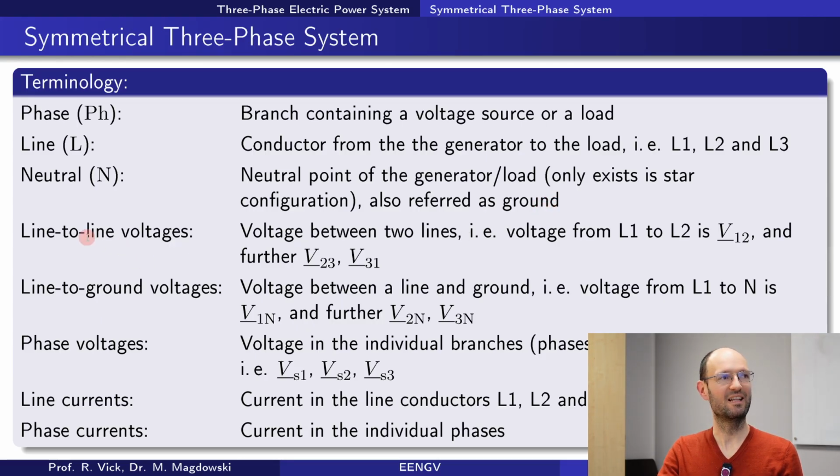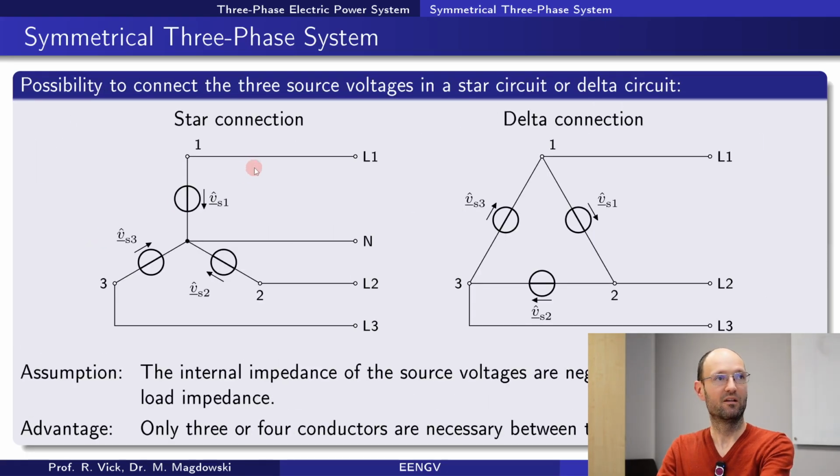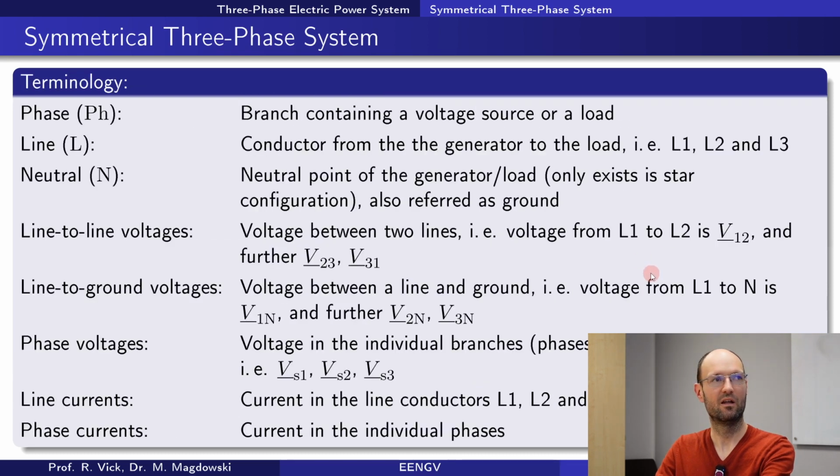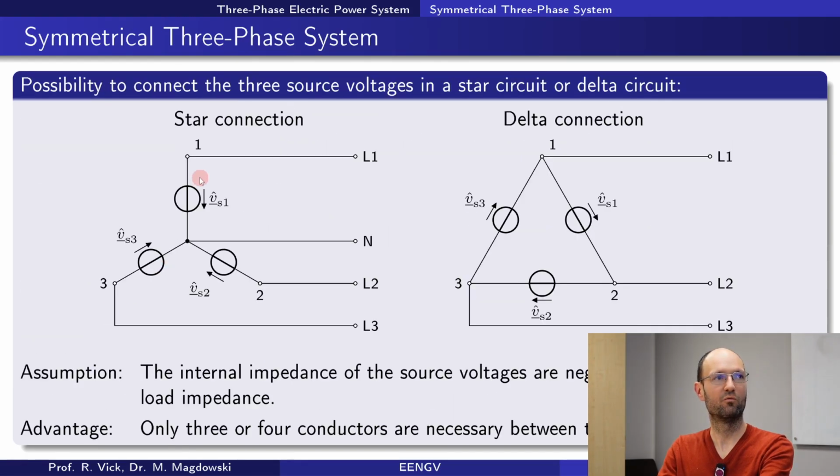Okay, so then we have line-to-line voltages. Line-to-line voltage would mean we have a voltage from one line to the next line, a voltage from this line to this line, a voltage from this line to this line, which also makes sense here. And we might have in the star connection line to ground voltages, so voltages from line to the neutral conductor. And then we can have phase voltages. So this would be a phase voltage because it's the voltage across one phase. This is a phase voltage because it's a voltage across some phase.